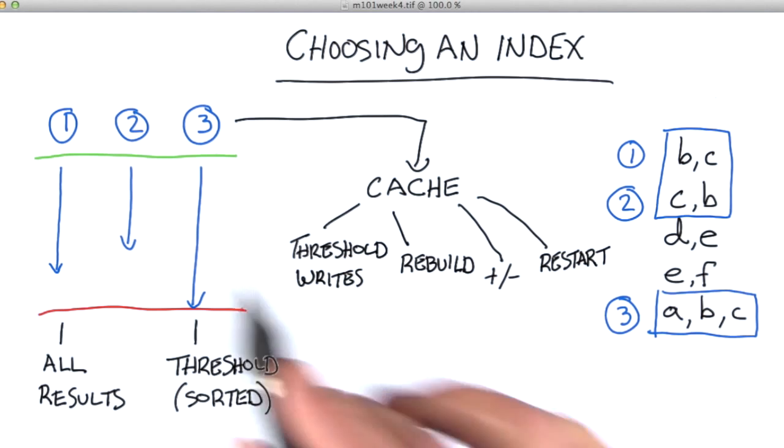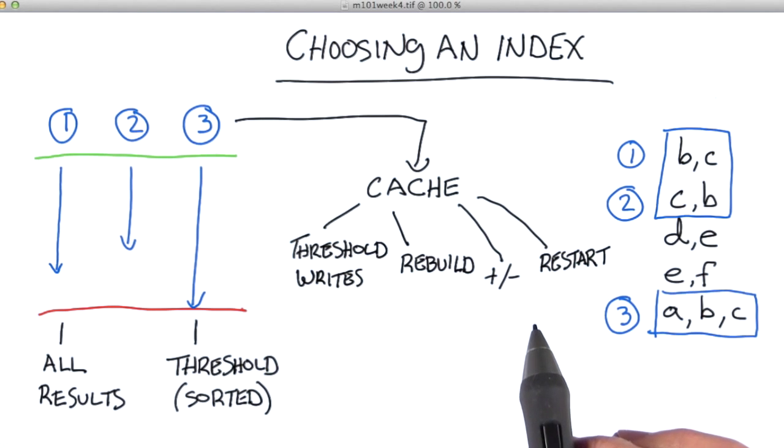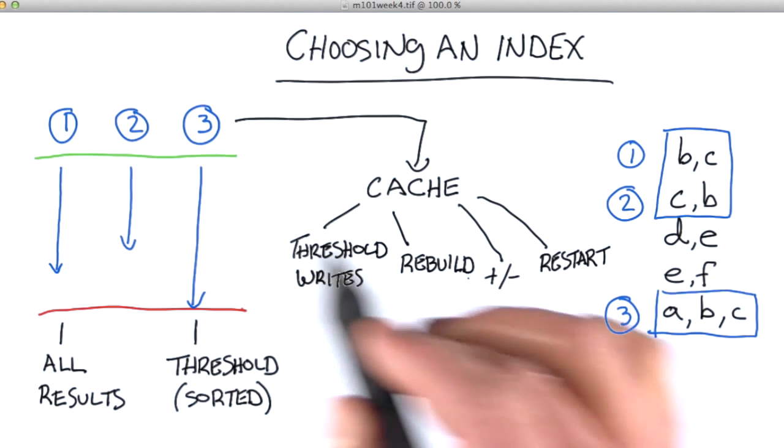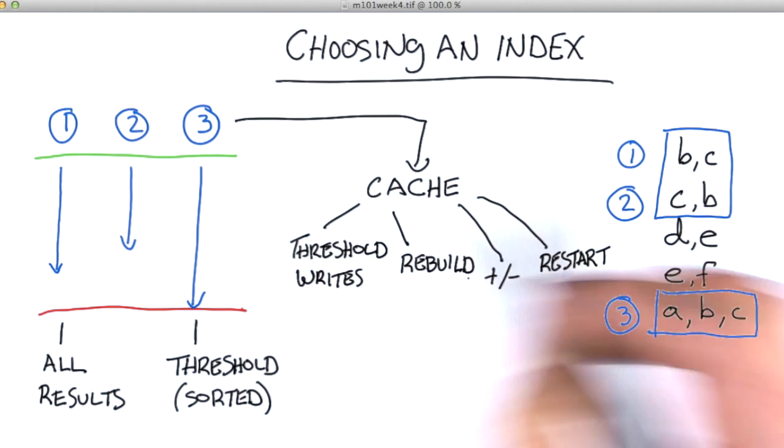in the cache. So this basic process is what MongoDB uses in order to figure out which index to use for the queries you submit.